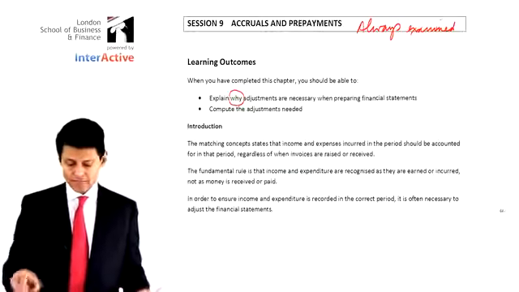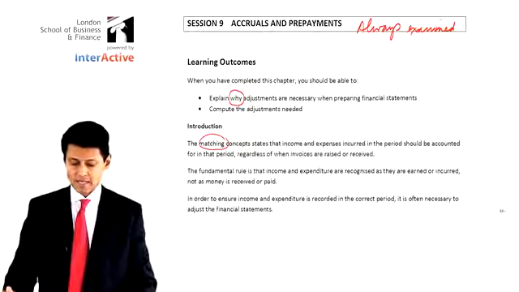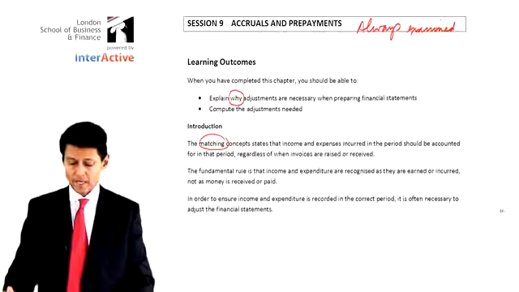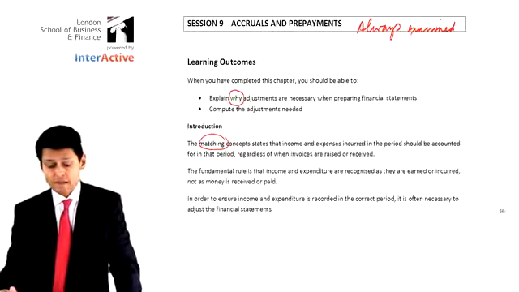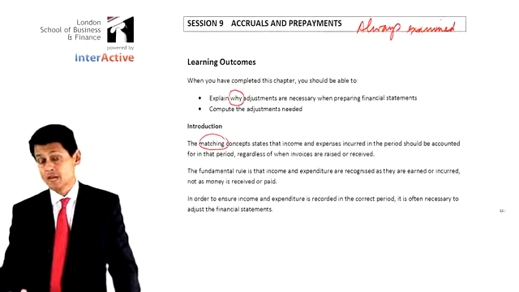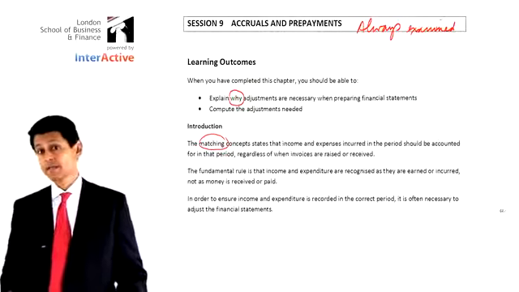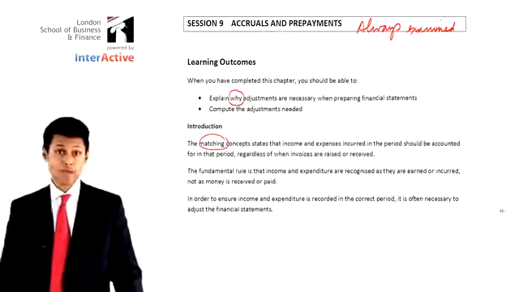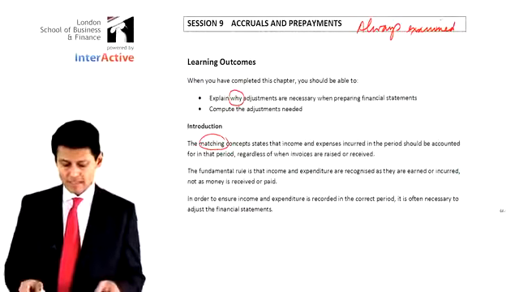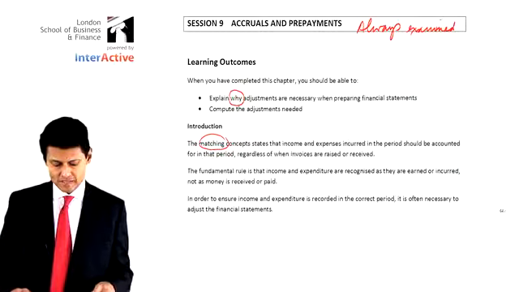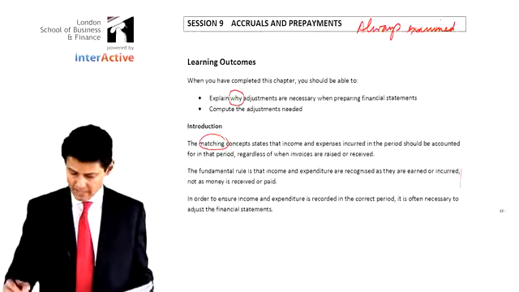The matching concept, might underline that word, matching, big word, states that income and expenses incurred in the period should be accounted for in that period, regardless of when invoices are raised or received. You see? So if our supplier hasn't charged us for a while, let's say a supply of electricity, something like that, we can't avoid it, we can't ignore it, we have to bring it in so that we have a realistic profit, giving a true and fair view. The fundamental rule is that income and expenditure are recognized as they are earned or incurred, not as money is received or paid. Can I just say, this is something to learn by heart.